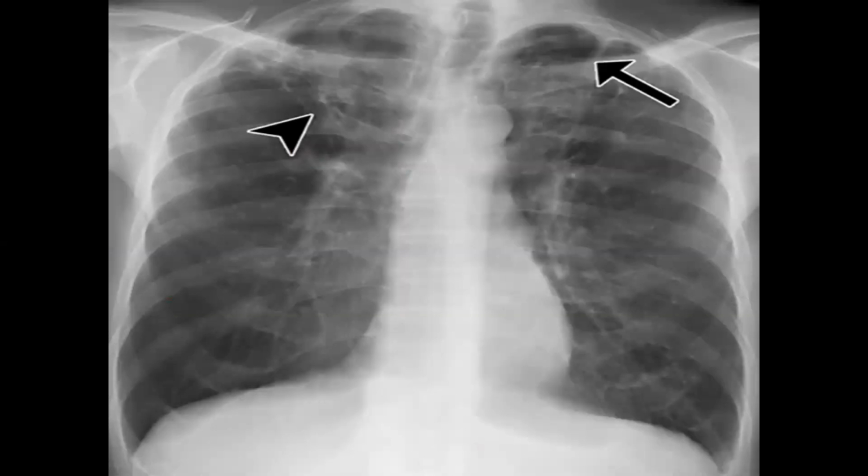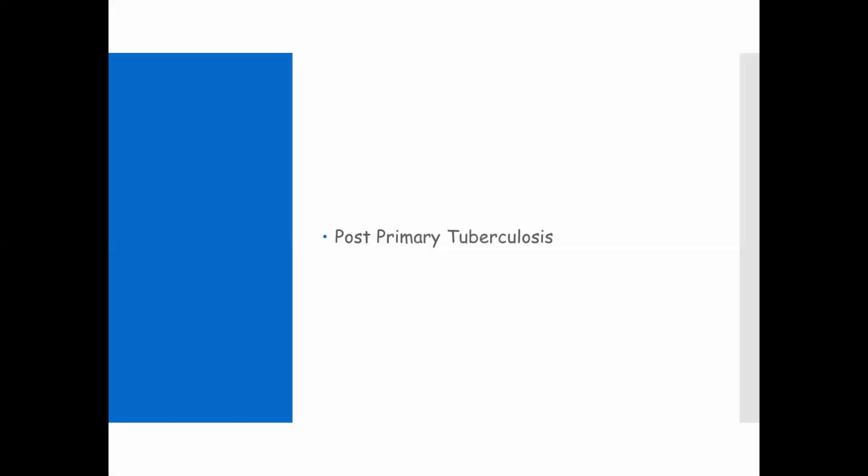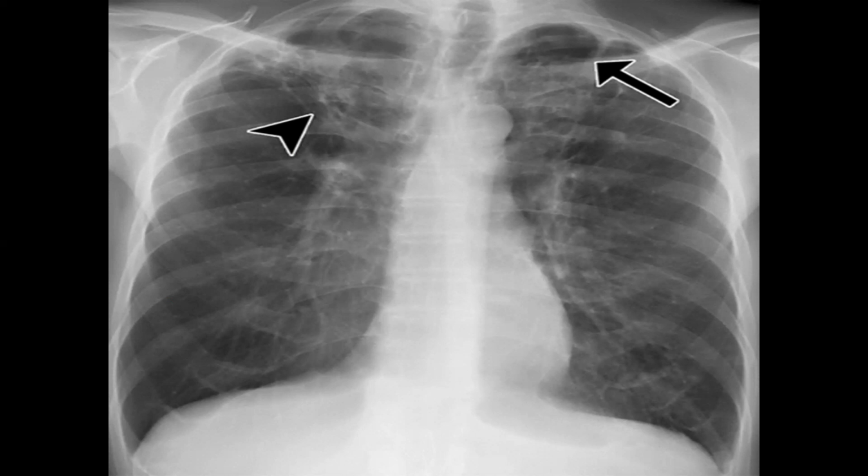So let's look at this. I'll give you 10 seconds to try and answer. Or you can pause the video and try to find the answer and then we can move on. Okay, I think that's it. So this is post-primary tuberculosis. I hope you were able to see the cavities here. This cavity and this cavity, and immediately you see cavitation, you automatically think of what? Post-primary TB.